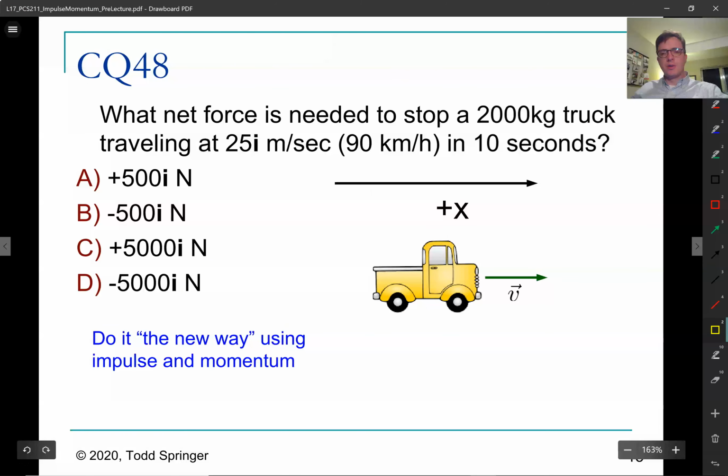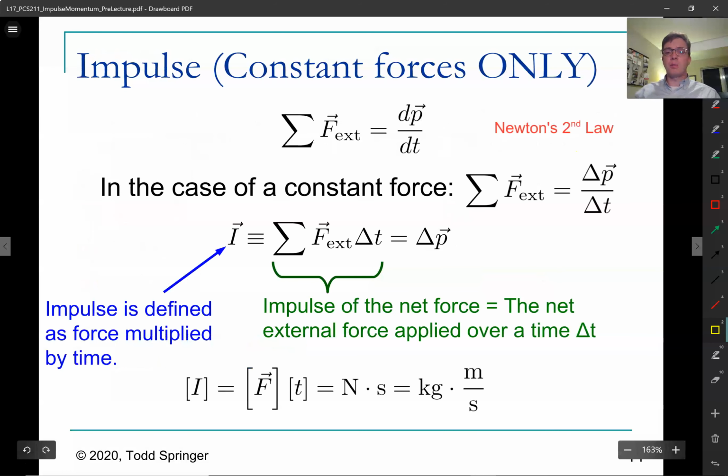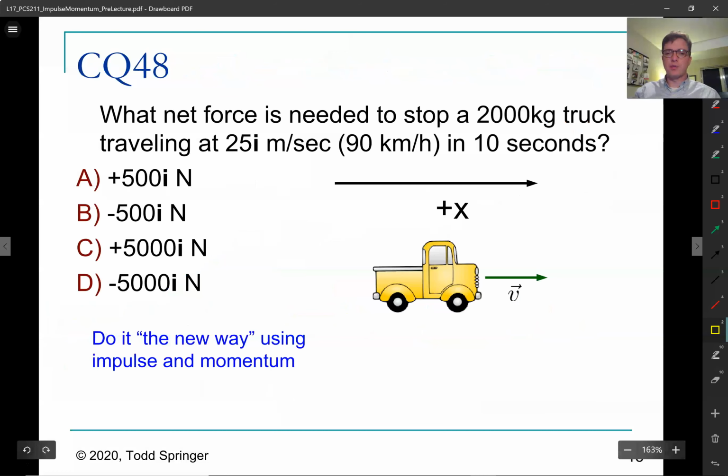Here's a clicker question, which I won't work out now, but we'll do in class. What net force is needed to stop a 2,000 kilogram truck traveling at 25 meters per second in the positive x direction in 10 seconds? Now, this question you can probably do using kinematics, but I want you to try to do it the new way using momentum and impulse. So think about going back to this slide: what is going to be the change in momentum, what is going to be the impulse, and that way I can determine the force. So try to do it this way, not using kinematics. Okay, we'll do this one in class.